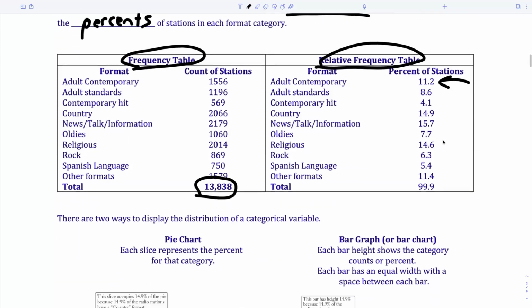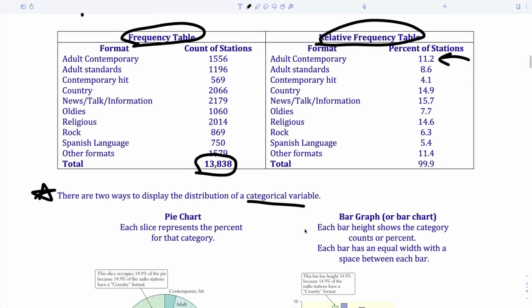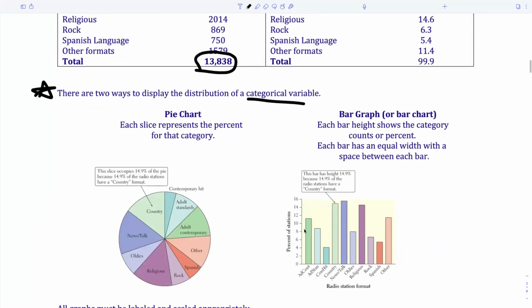There are two ways to display the distribution of a categorical variable. Okay, this is only for categorical variables. One is a pie chart. Each slice represents the percent for that category. So country, this slice occupies 14.9% of the pie because 14.9% of the radio stations have a country format. Okay, so that is one way. And the other way is a bar graph. All right, so bar graph and pie chart are used to display categorical variables.